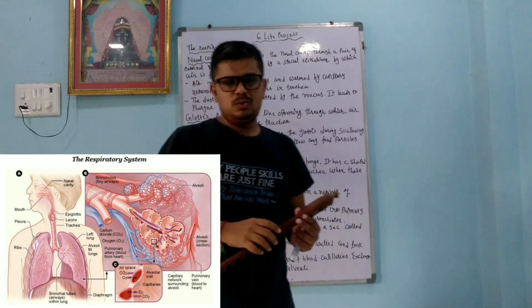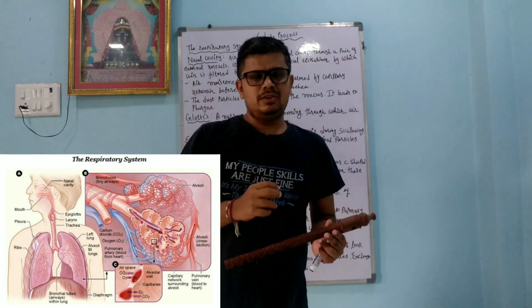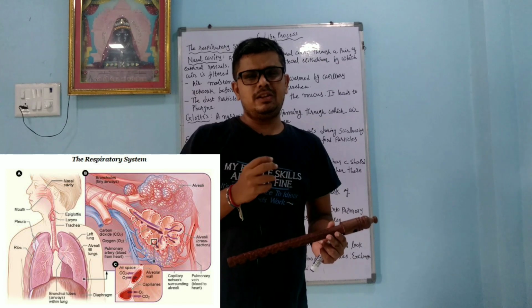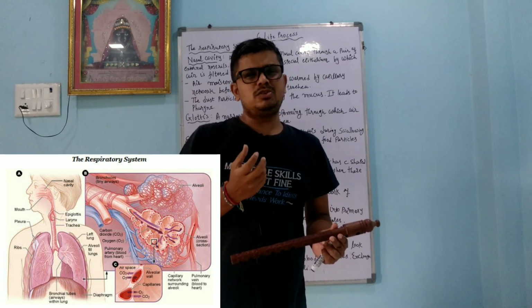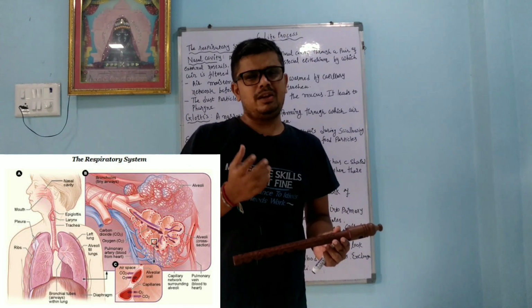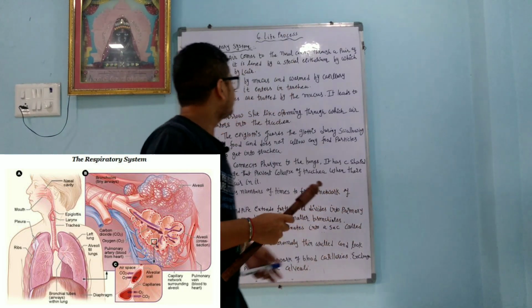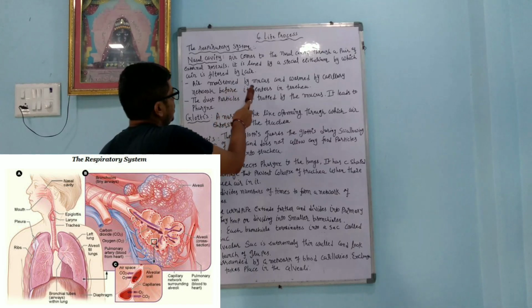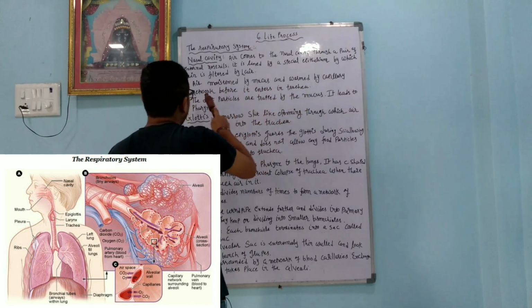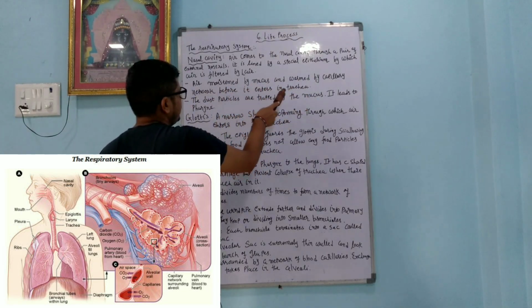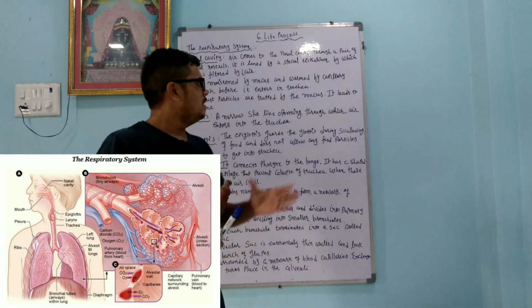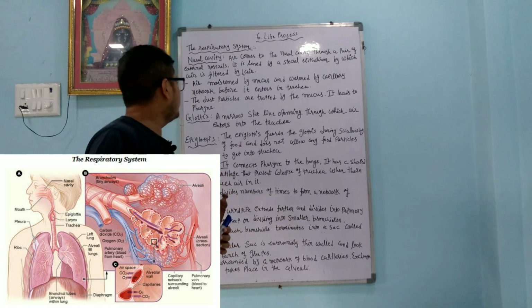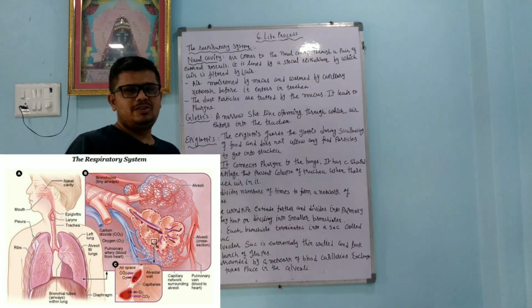So in our nose, air enters through the nostril, and hairs are present, and mucus is also present. Because of that, dust particles are trapped and we can filter the air. Air is moistened by mucus and warmed by the capillary network before it enters the trachea. So whatever air is there is moistened by the mucus as well as warmed by the capillary network before it enters into the trachea.